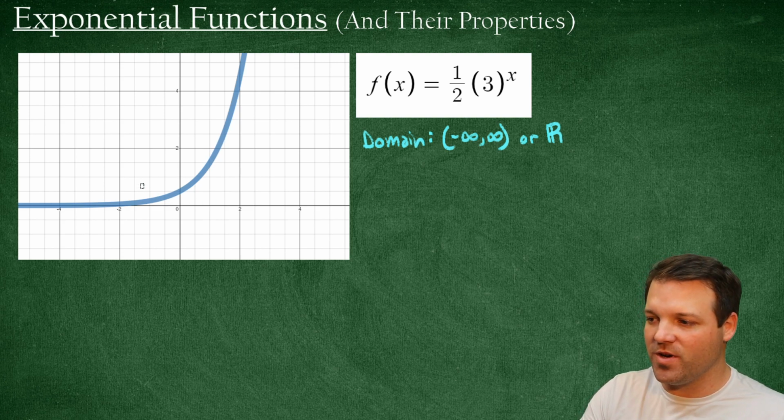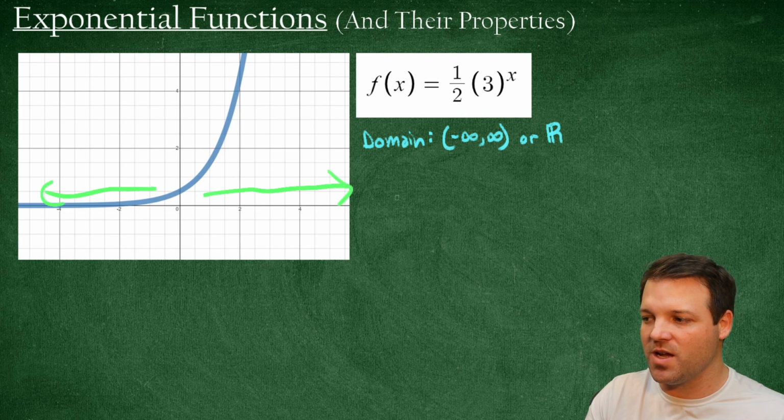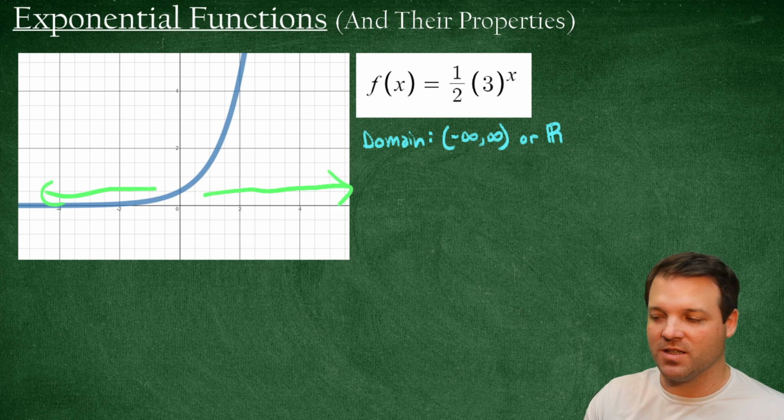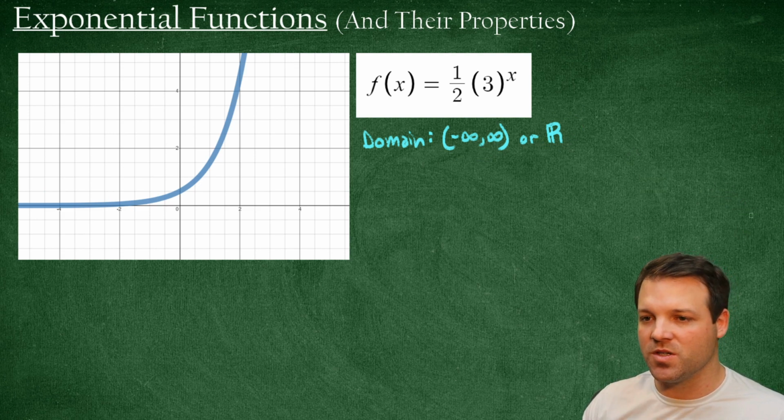I can go all the way to the left and plug in x values and find a y, and I can go all the way to the right and continuously plug in x and get y values. So that means that the domain goes from negative infinity to positive infinity, or you could say all real numbers, and that's the symbol for all real numbers. So what's the range? What y values do we get out of this?